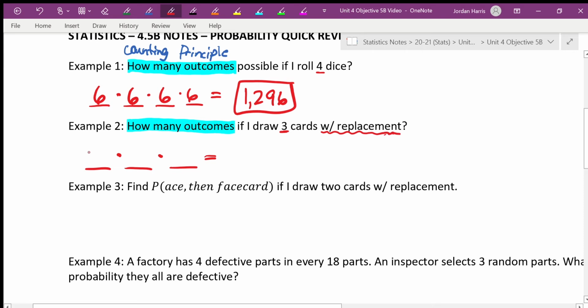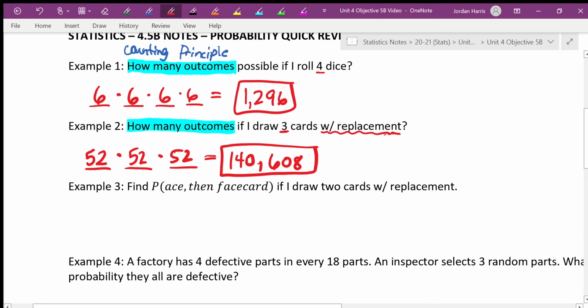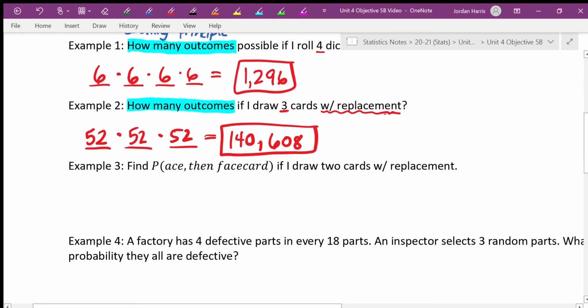So in a deck of cards, I have 52 cards. There are 52 outcomes for each card draw because it's with replacement. If it was without replacement, remember we'd be going down each one because I'm missing a card each time. So this is going to be a lot of outcomes. And when you multiply those together, you do indeed get a lot. 140,608 outcomes. Which is why, if you remember when we're talking about drawing specific cards, even face cards or non-face cards, which there's a lot more of those in the deck of cards, it ended up with a low probability with 3 cards because there are a lot of outcomes possible.